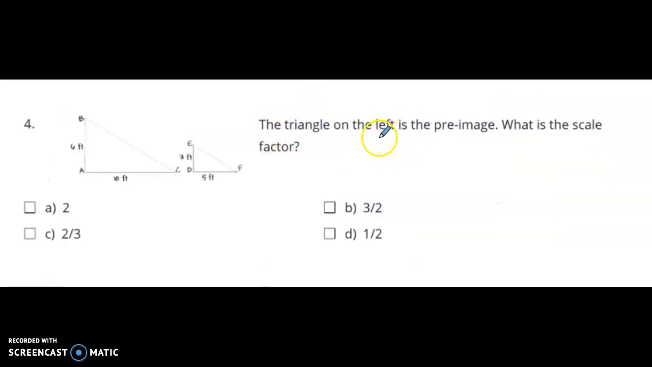The triangle on the left is the pre-image. So this is our triangle on the left, ABC. This is our pre-image, or our old or original. So this is our new. We can see that our original is larger, our new got smaller. So we know this is a reduction.